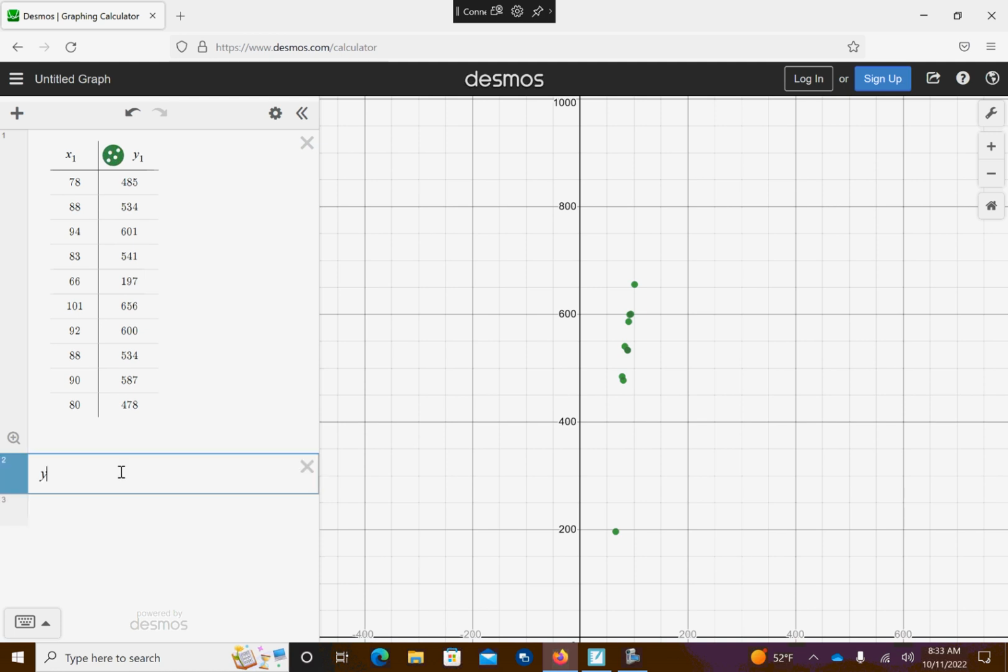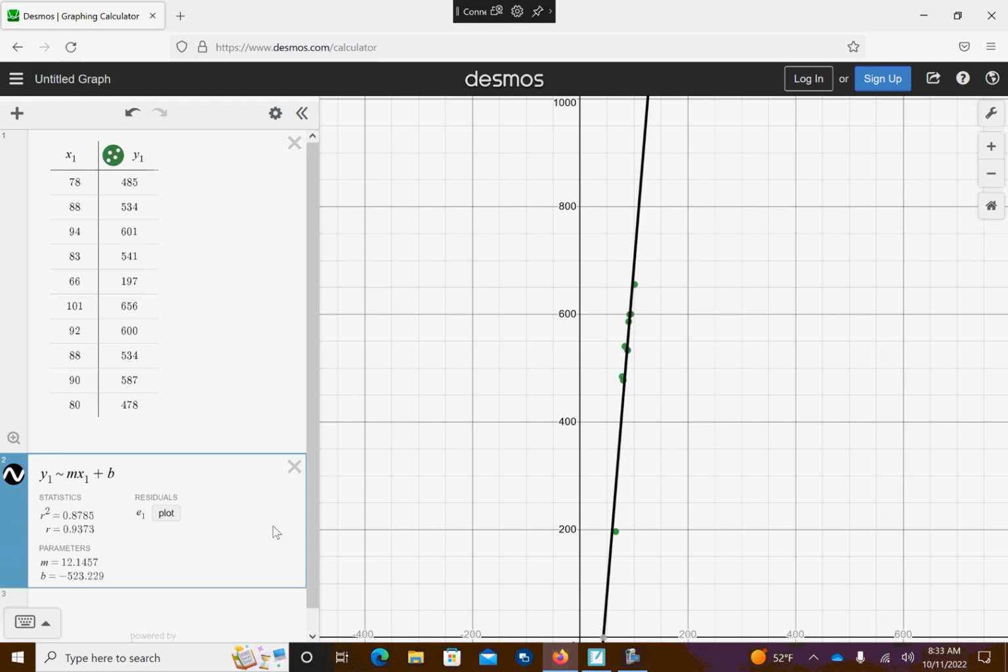And let's find our equation. So I'm going to go y sub 1 and then tilde mx sub 1 plus b. And it looks like we have a correlation. We look only at the r, so 0.937 or 0.973 or just 0.94 rounded to 2. Correlation: there's a strong positive linear association between high temperatures and the number of visitors at this water park.